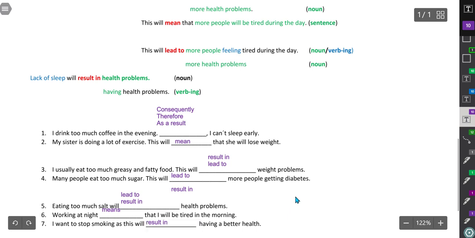So basically, guys, these are ways that you can connect ideas. You can describe especially consequences. You can use connectors or you can use verbs. But something that is important, guys, is that you pay attention to the differences in the structure.